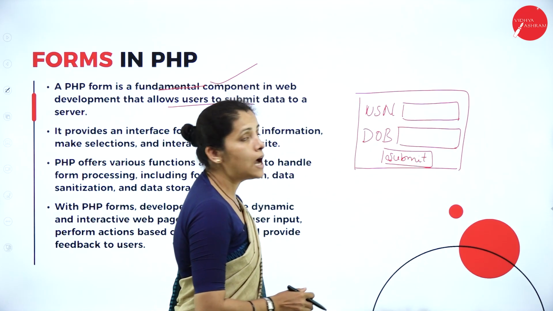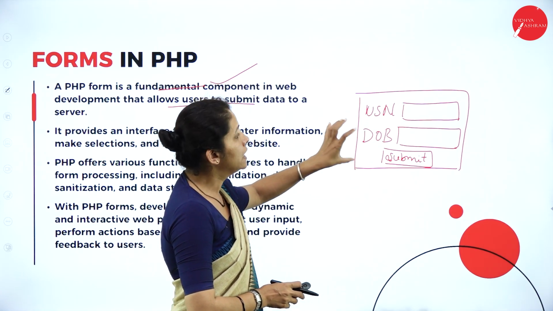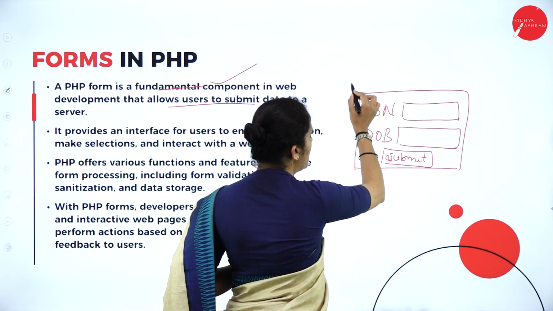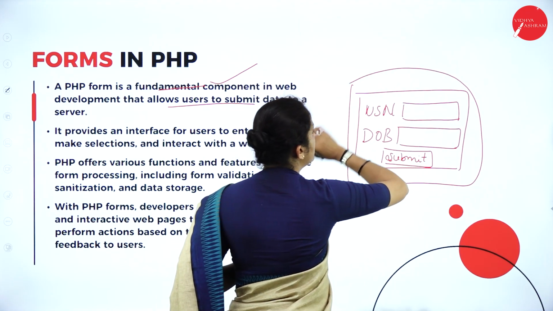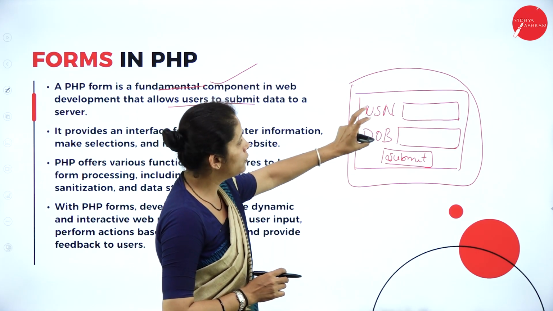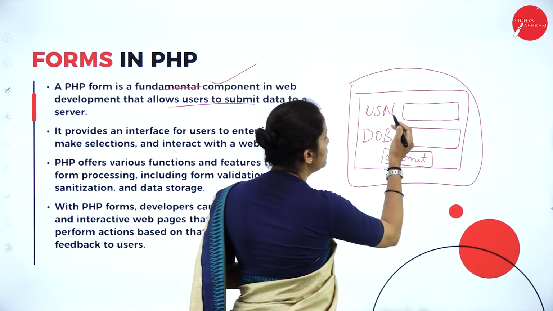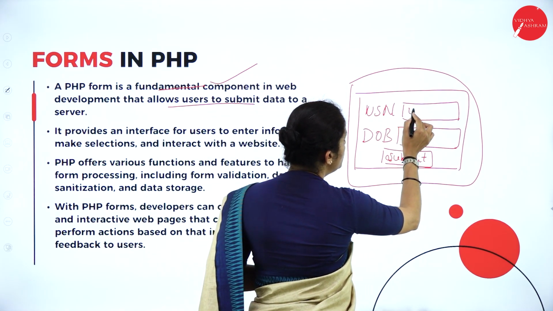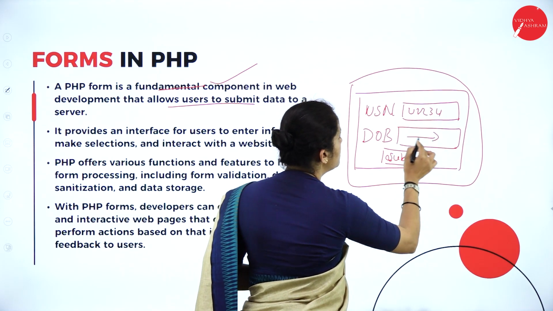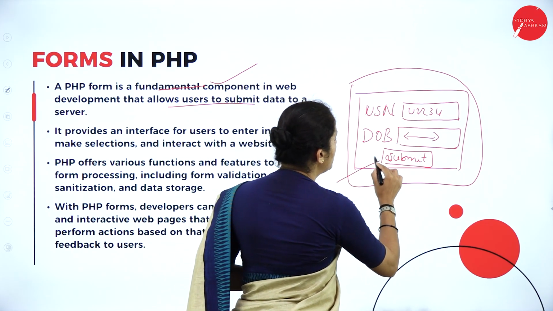Now, where am I going to get this user interface? In my client system. Think that I'm the client. In my client system, I'm going to get this interface. This is nothing but the graphical user interface. Now what I will do is enter the USN, for example U1234, and some date of birth. When I press submit, what's going to happen?